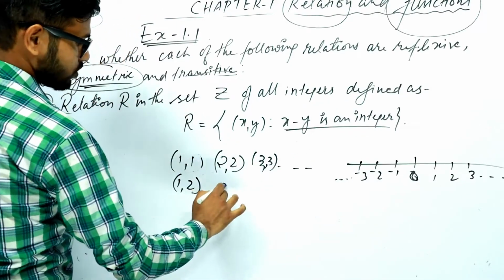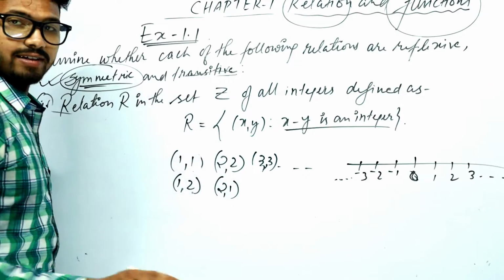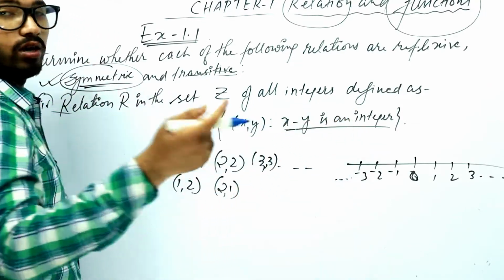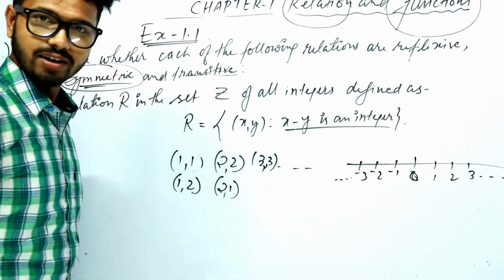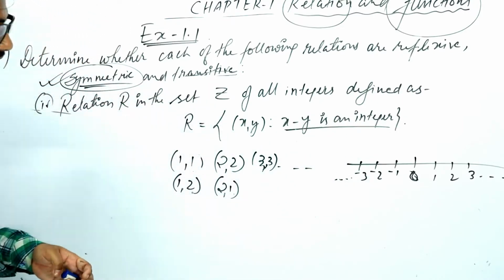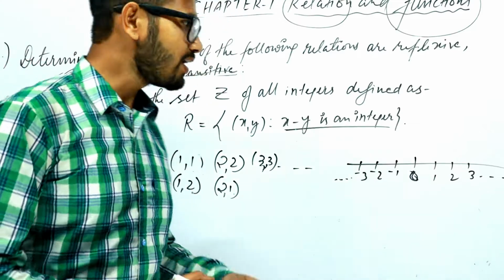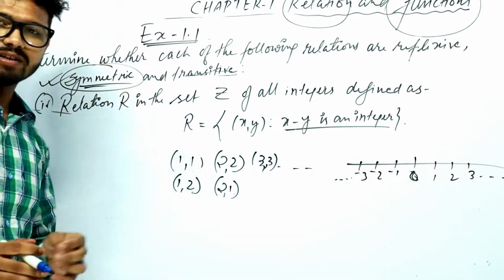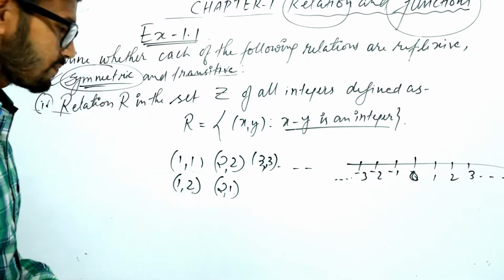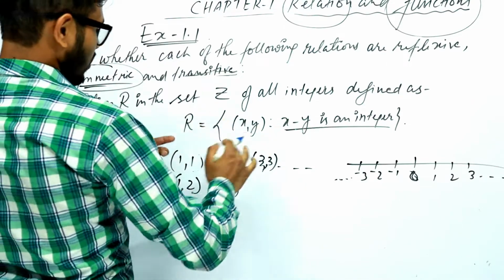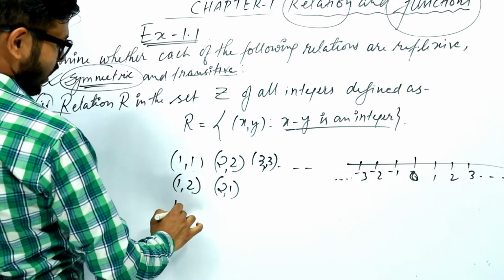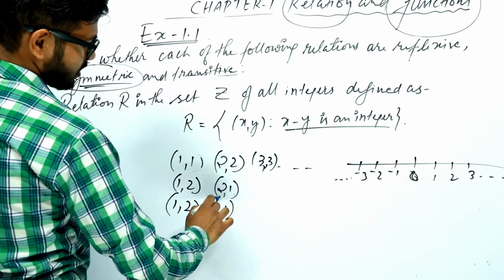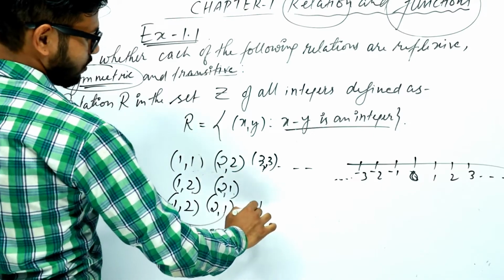If I reverse it, 2 comma 1, does it fit this definition? 2 minus 1 is 1, which is also an integer. So we come to see that it follows all the rules: reflexive, symmetric as well as transitive. Let us see for transitivity. For the transitive case, if 1 comma 2 is present in this relation and 2 comma 1 is also present, then 1 comma 1 is also present in this relation.